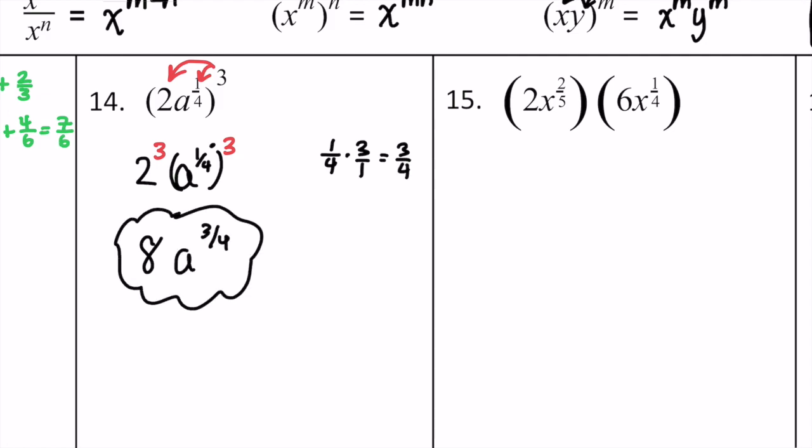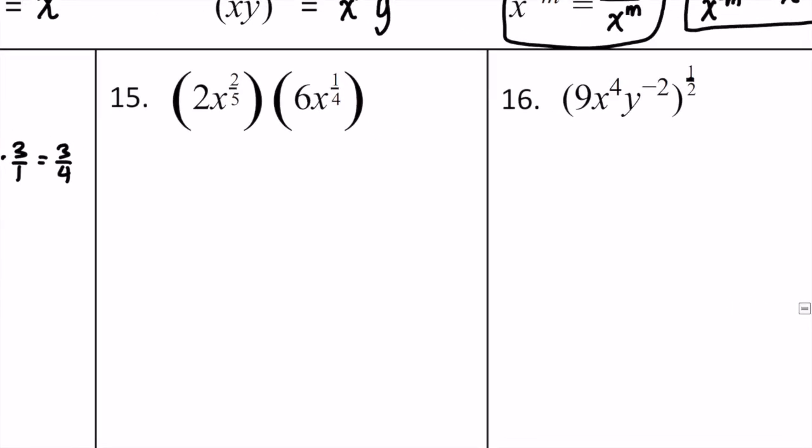For number 15, I have 2x to the 2/5 power times 6x to the 1/4 power. I'm bringing my constants together. So 2 times 6 gives me 12. I'm bringing my x's together. So I have x to the 2/5 times x to the 1/4. I know I'm adding the powers together when I multiply 2 things with the same base. So I have 2/5 plus 1/4. I need the denominator to be the same, so I'm going to change the denominator to be 20, because that's what 5 and 4 multiply to be. And it's also the least common multiple.